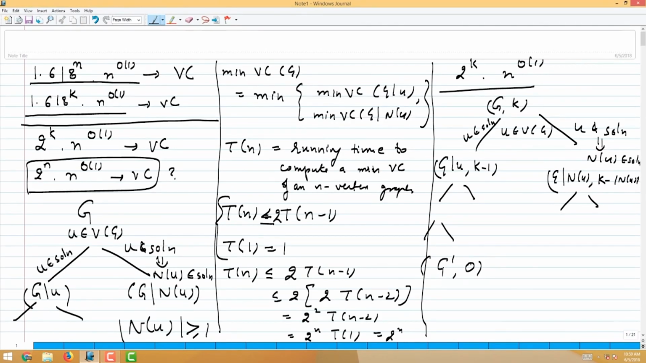So what do you think? How much running time will this algorithm take? At least think. We'll see it formally, but what does it look like?